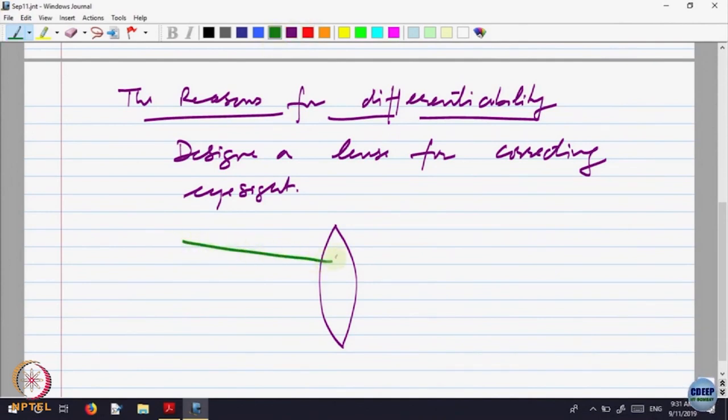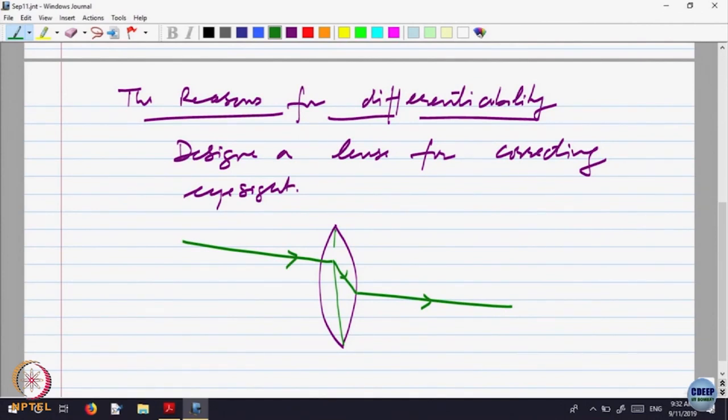A light ray going inside. So this is the center. So it changes its path and then comes out. So how much do the light rays change their path? How do you measure that? That is a question which is dealt with normally in physics.